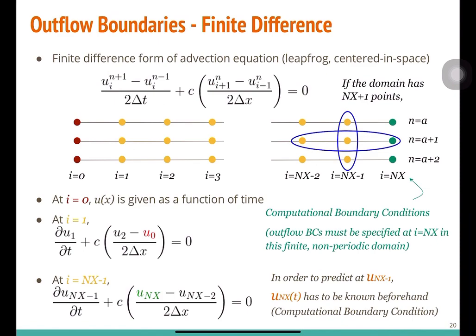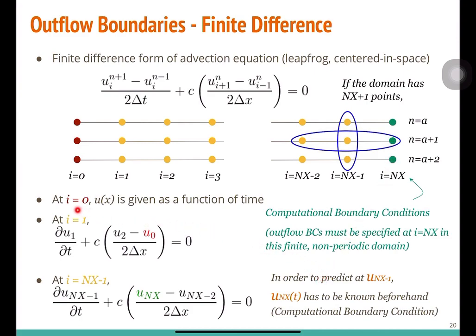So how do we make use of the finite difference form of the advection equation? What we have here is the leapfrog scheme, which is centered in time and centered in space for the advection equation. If the domain has nx plus 1 points, we will have the boundary at i equals 0, and then i equals nx, and then we have the time step n equals a, and then the next time step, and then the next time step.